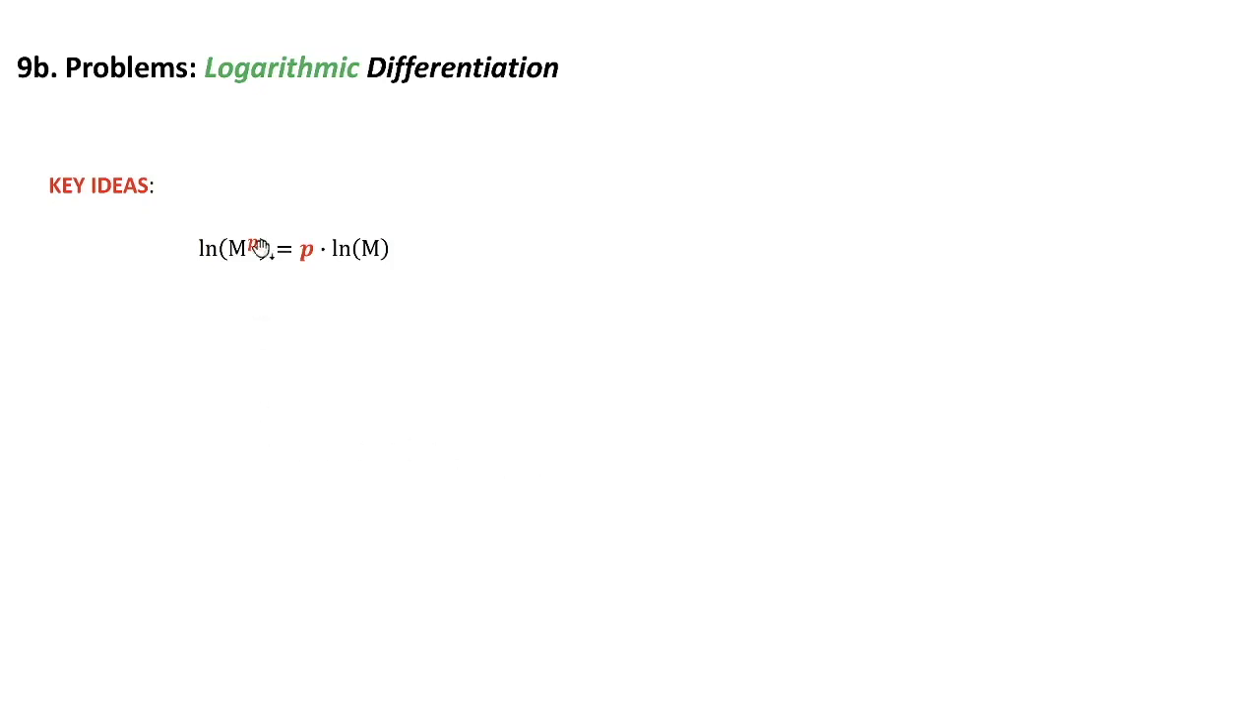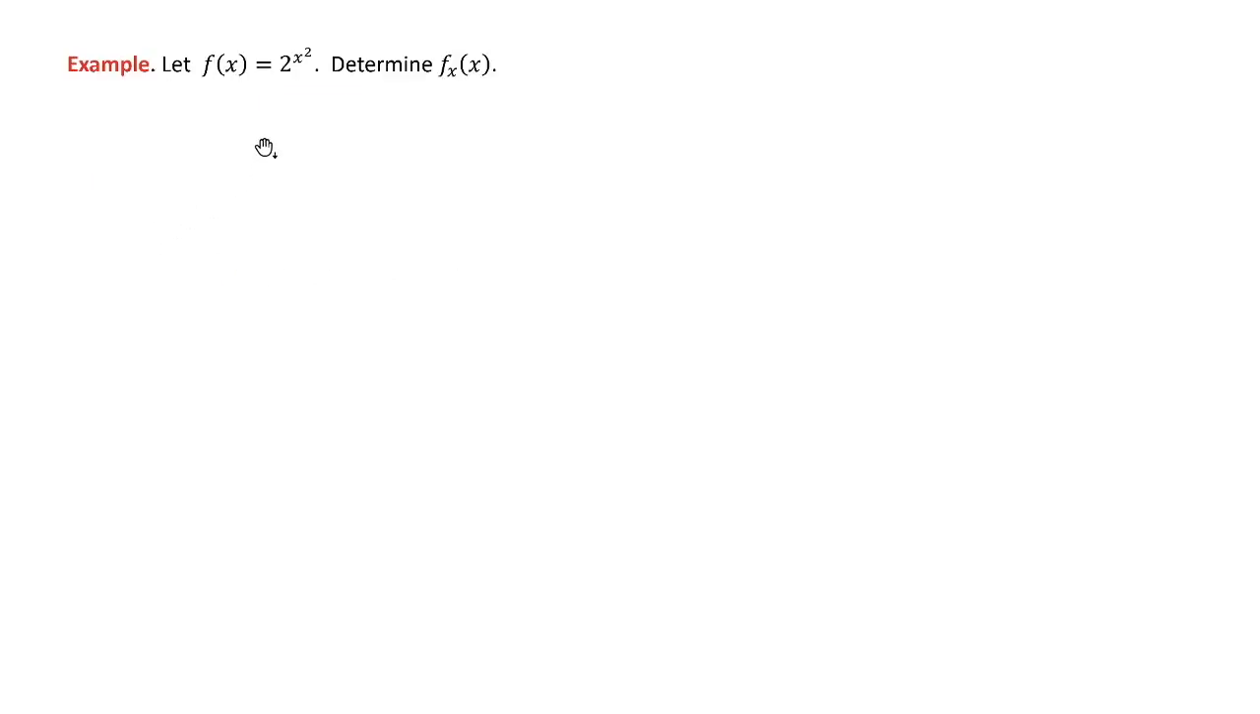Again, the key idea is going to be the power rule for logarithms, in that if we have the logarithm of a base to a power, we can bring the power down in front times the logarithm of the base. And we're going to use this for every single problem. It's going to be the main theme. Okay, so let's look at a basic problem here.